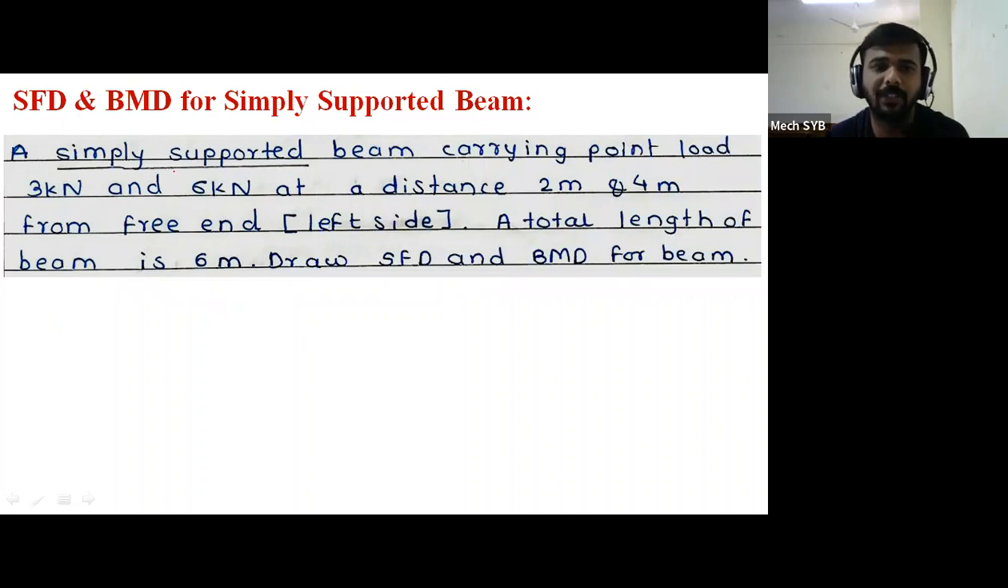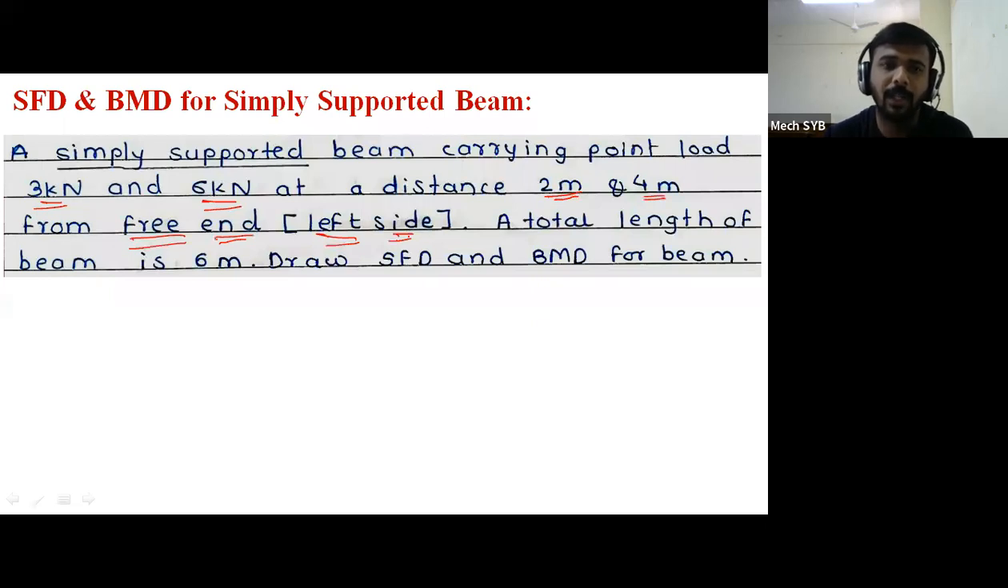Okay, so what is the first statement? See, a simply supported beam carrying point loads 3 kilonewton and 6 kilonewton. Type of beam is mentioned, simply supported beam, and it carries the 2 point loads. One is of 3 kilonewton and second is 6 kilonewton at a distance 2 meter and 4 meter from free end. From free end. Which free end? Whether it is from left side or from right side, it is given in the bracket. From left side.